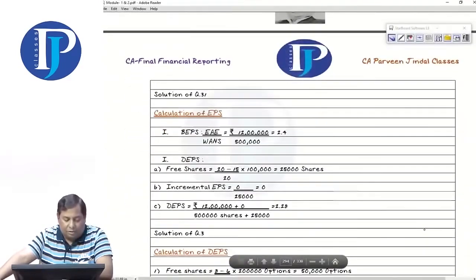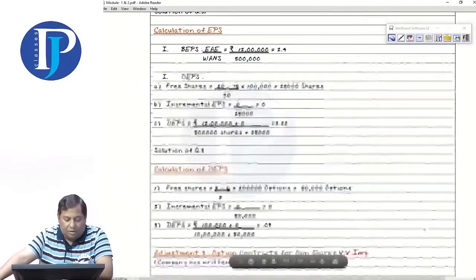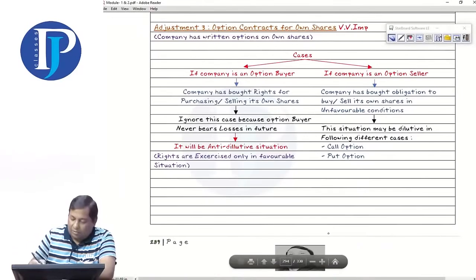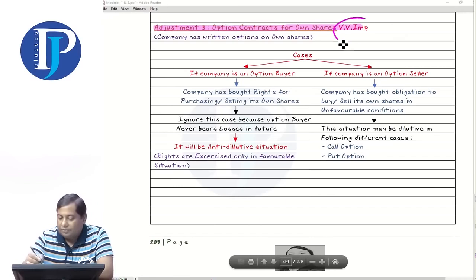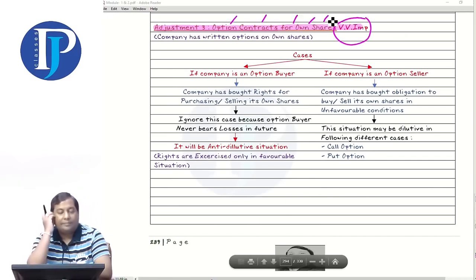Now see students, we have done all these questions. Question number 3, then we came to adjustment number 3. This was a very dangerous adjustment. It's already written, very important. This was the option contracts on own shares.